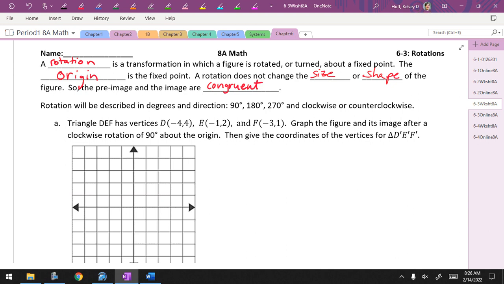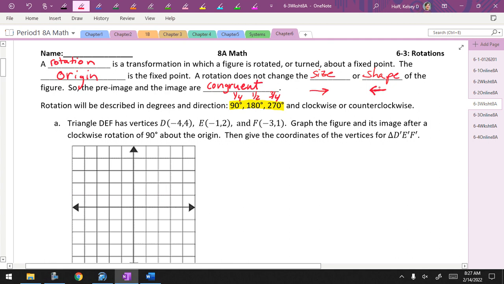Rotations are going to give you degrees and direction. So 90, 180, or 270. This is like a quarter turn, a half turn, or 3/4 of a turn around a circle. And you have to go clockwise or counterclockwise. Clockwise means you take the top of your paper and push it towards Hoosier's room. Counterclockwise means you take the top of your paper and push it towards Weese's room.